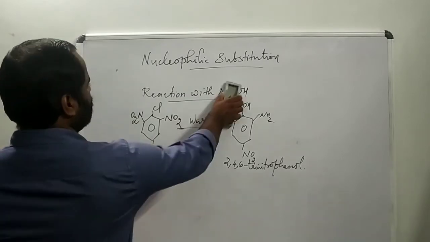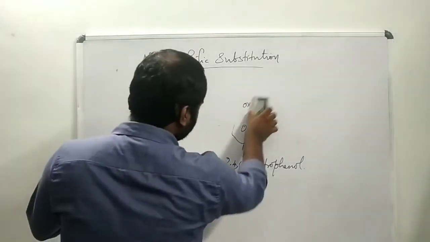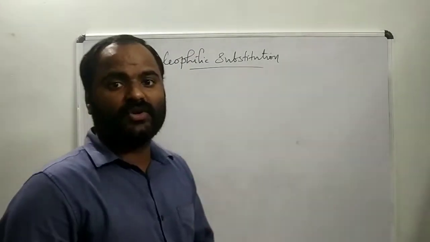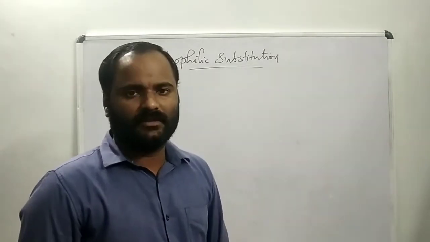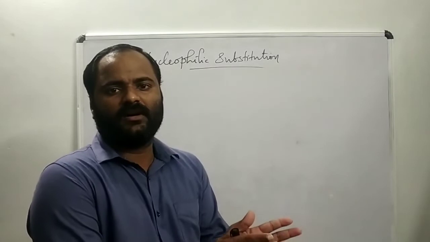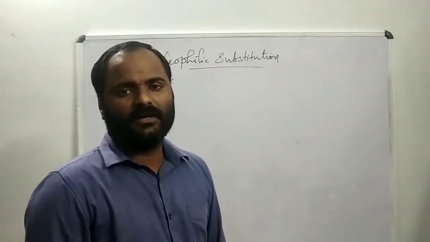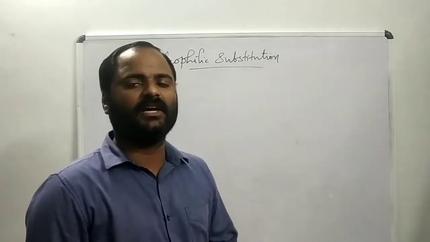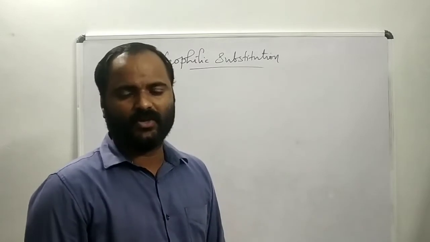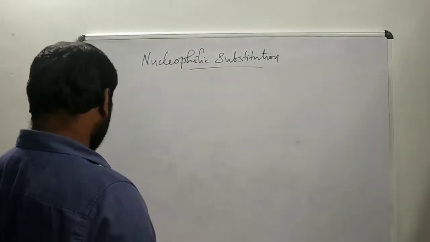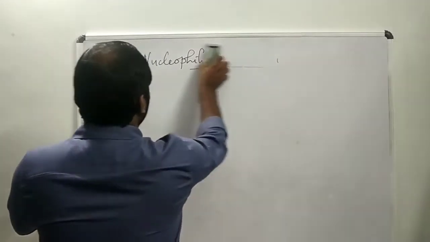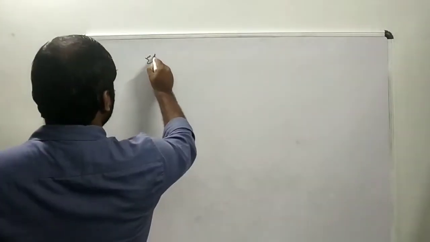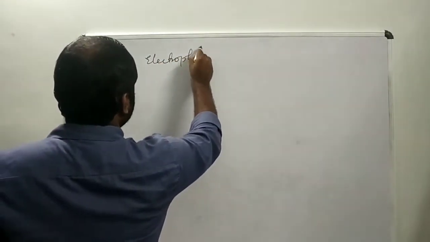So here we have discussed the nucleophilic substitution reaction of haloarenes as well as substituted haloarenes. When an electron withdrawing group is present in the halobenzene, the reactivity is high due to the withdrawing effect of that group. Now we can discuss the electrophilic substitution reaction. Electrophilic substitution reaction of haloarenes.